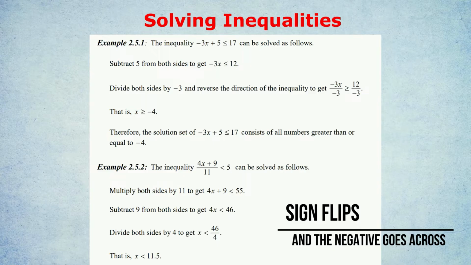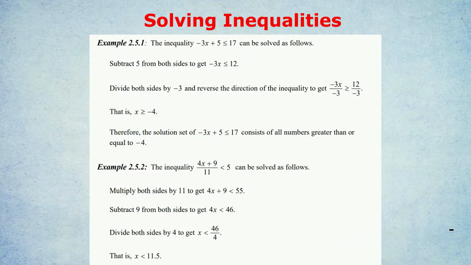Some students get so focused on the 12 divided by -3 equals -4 that they forget that the inequality sign flips. Other students are so focused on flipping the inequality they forget the negative and would just call it 4 here. You have to remember both. And so here we'd have the solution x is greater than or equal to minus 4.